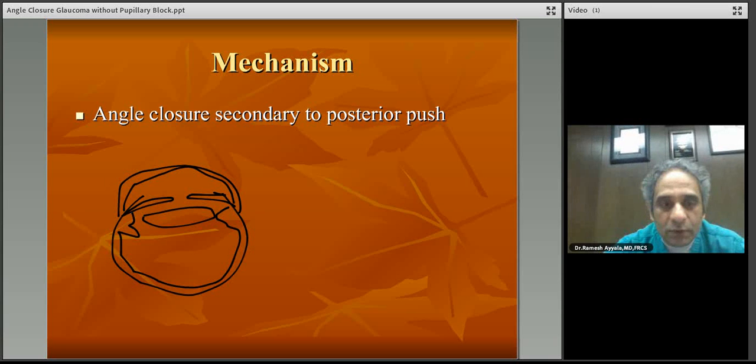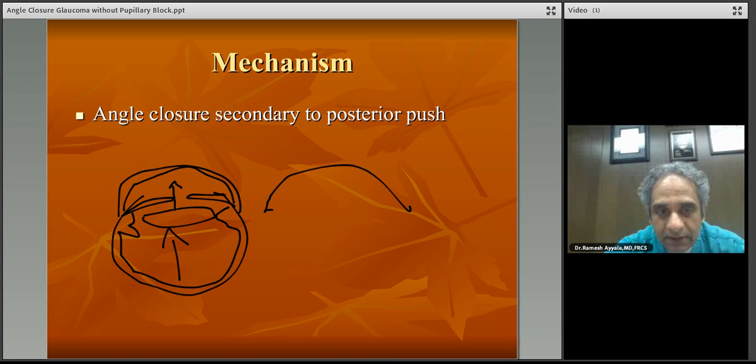Now, when we talk about posterior push mechanism, we're talking about a force from the vitreous cavity pushing the lens. Consequently, the lens is plastered against the iris, which in turn will push the entire lens iris configuration into the anterior chamber and lead to closure of the angle structures. So if you can bear with me, I'll show you how this will look. Any pathology that does this posterior push mechanism will ultimately result in something like this.